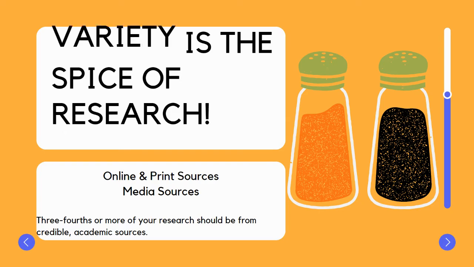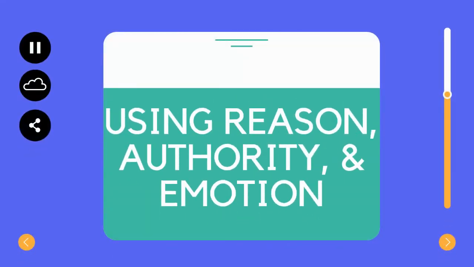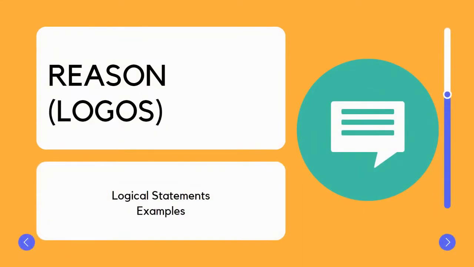Along with researching, you're going to use reasoning, authority, and emotion in writing. Sounds familiar, yes? Logos, ethos, and pathos. We discussed these 3 things previously for the rhetorical analysis. We're going to look at them again for arguments and very specifically how they're used in argumentative writing. So let's first talk about reasoning or logos.